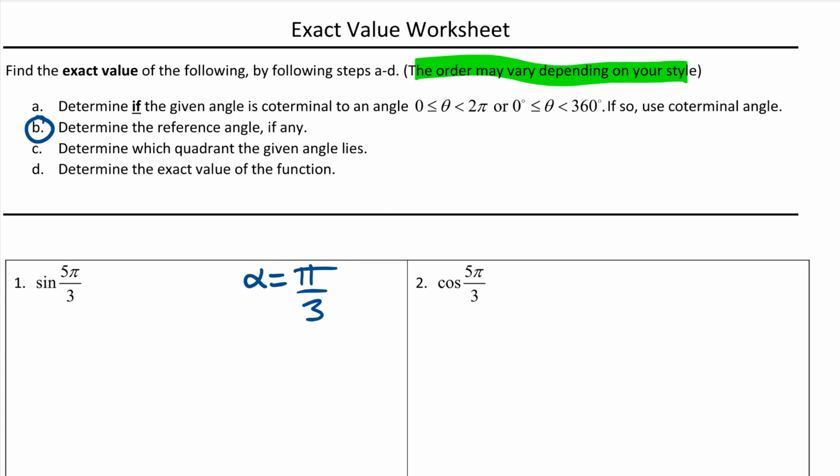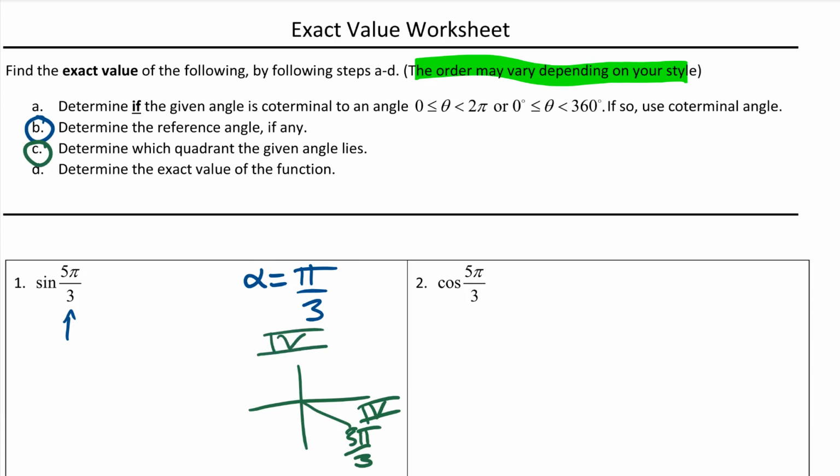Now we just want to determine which quadrant it's in. 5 pi over 3. And now B and C, this step and this step, you can interchange them. You could do part C before you do part B. I think in my head, I actually do part C before I do part B. So there's no order here. You choose. So we just take 5 pi over 3 and figure out which quadrant it's in. It's down here. It's in the 4th quadrant. Cool. So we know what quadrant it's in. We know its reference angle.